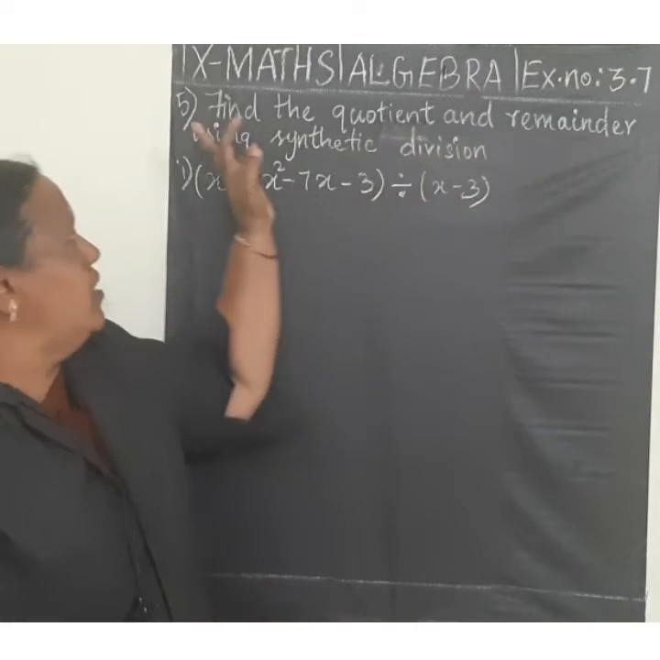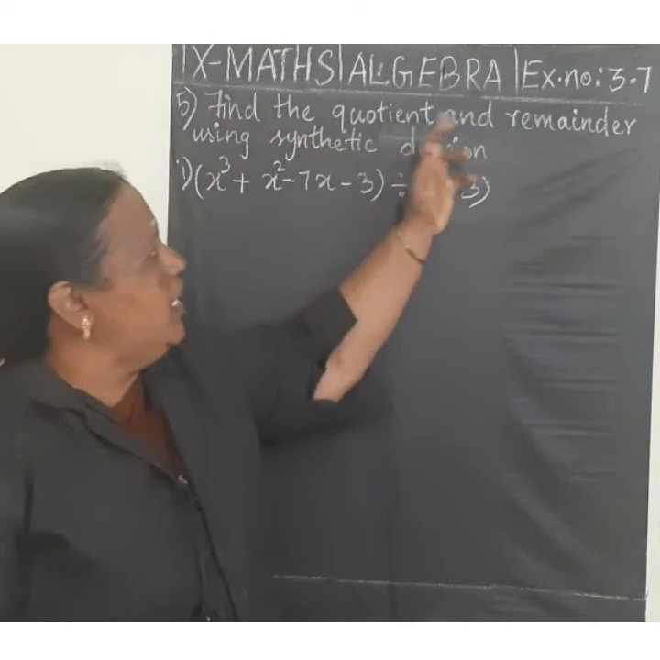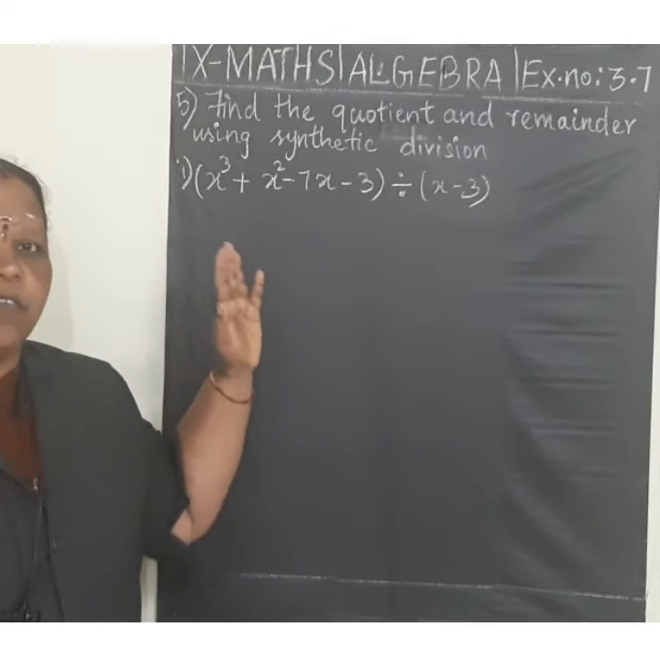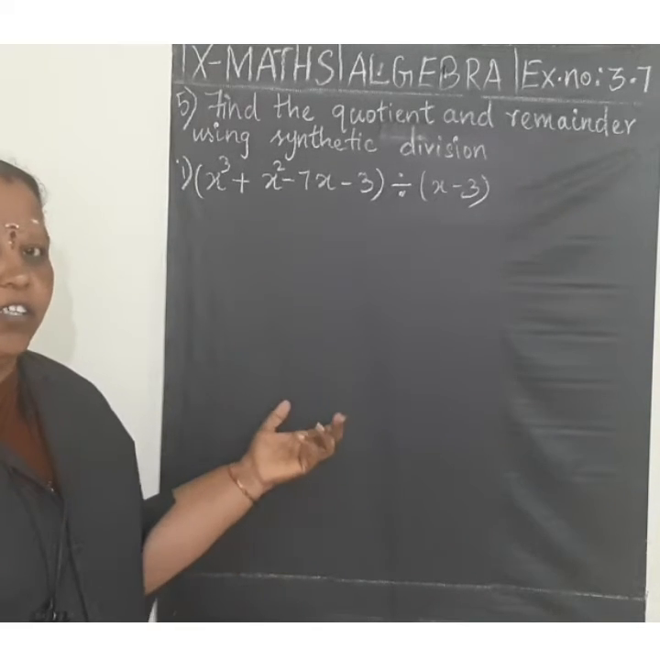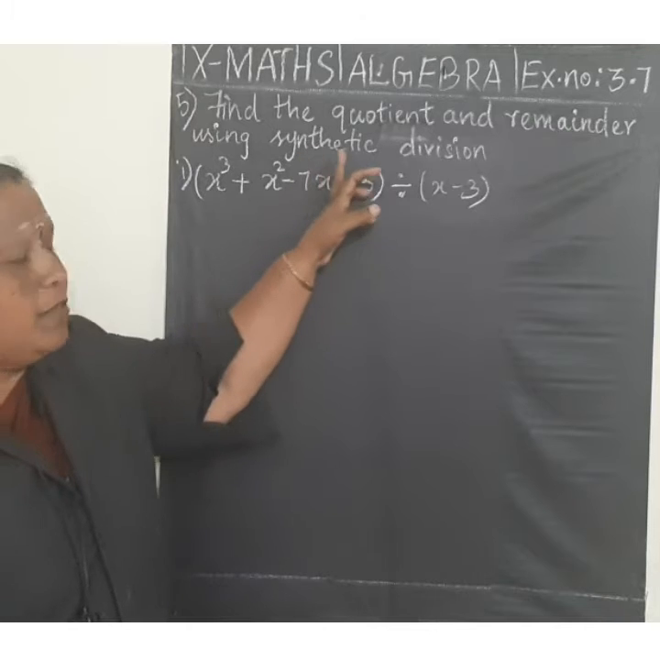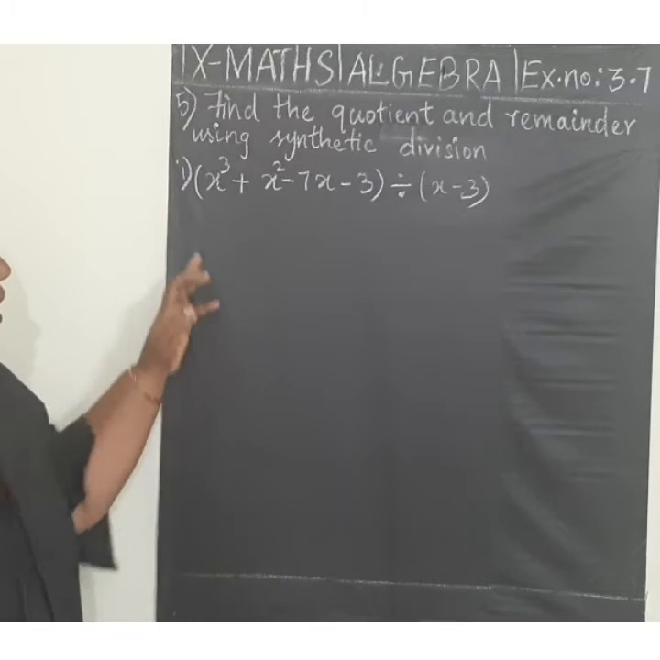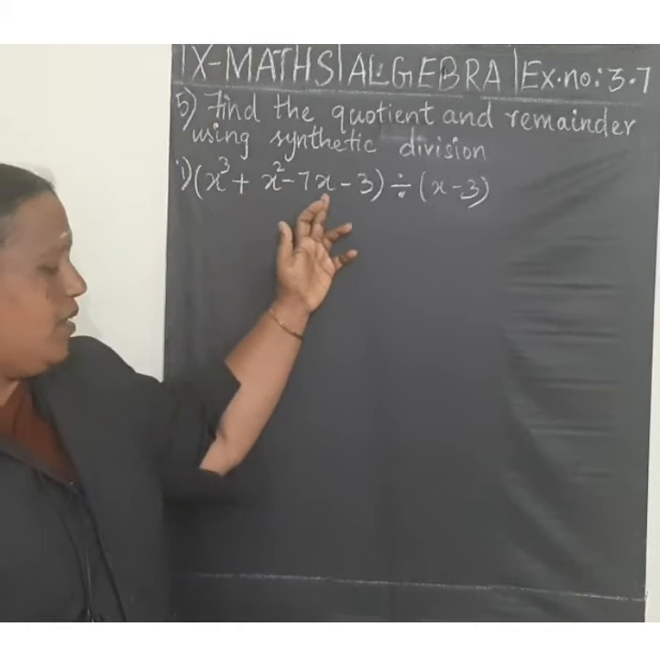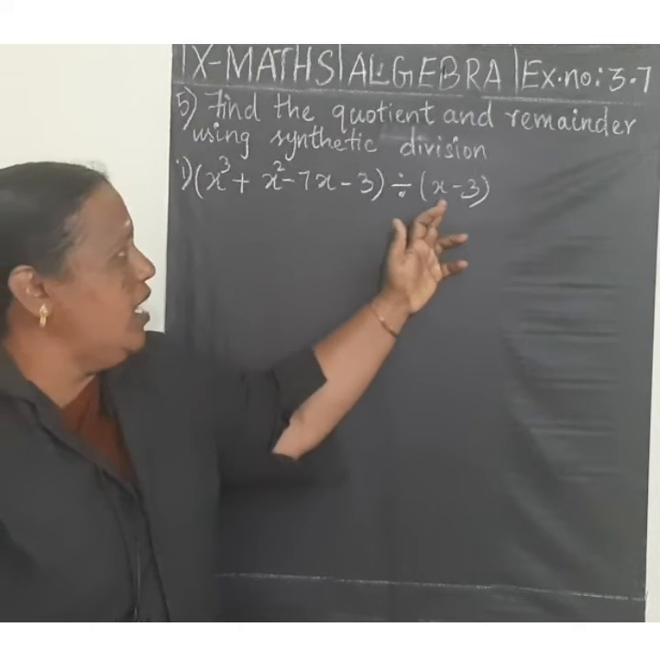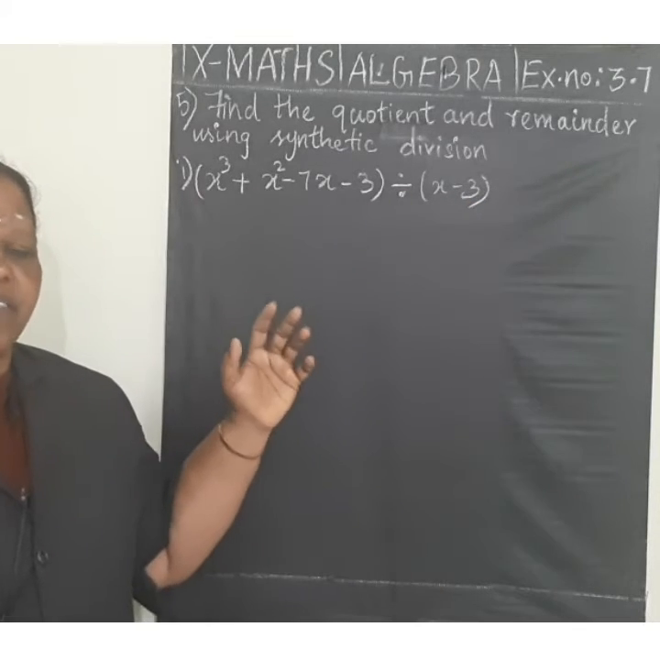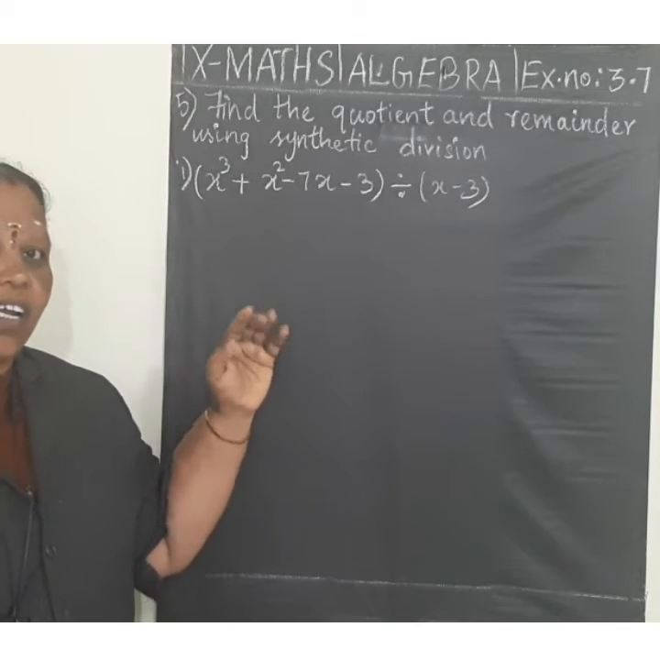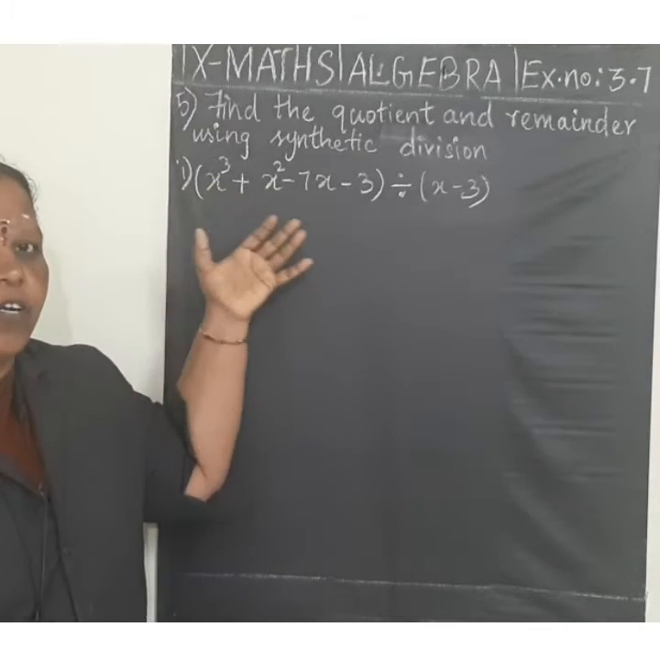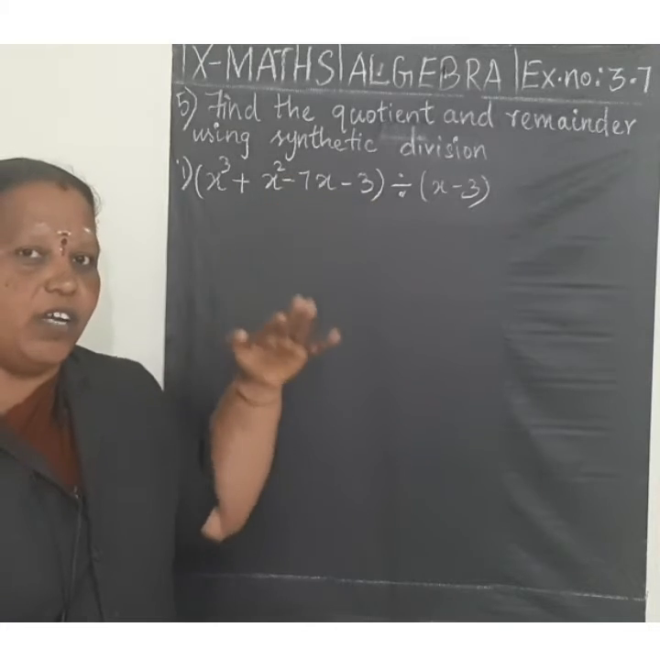In exercise 3.7, fifth sum, find the quotient and remainder using synthetic division. We found the quotient and remainder using the long division method. Now we are going to see how to find the quotient and remainder using synthetic division. The first sum is x cube plus x square minus 7x minus 3 divided by x minus 3. In synthetic division, as I told, we first take the coefficients of our variables, write only the coefficients and the constant term, and divide.